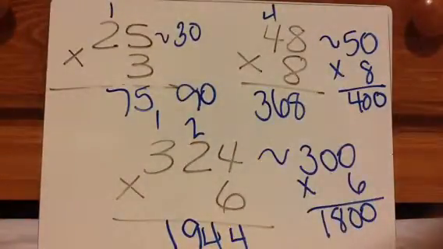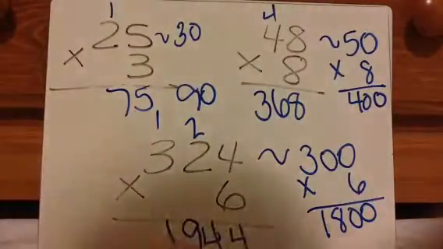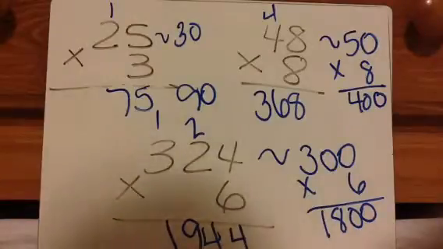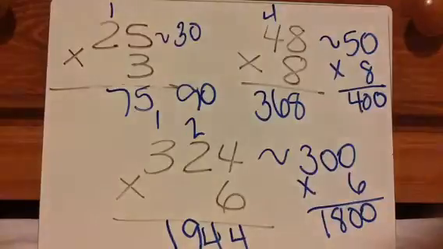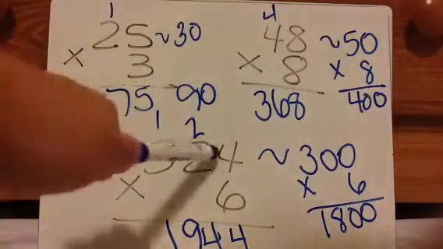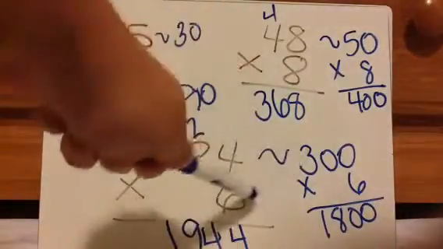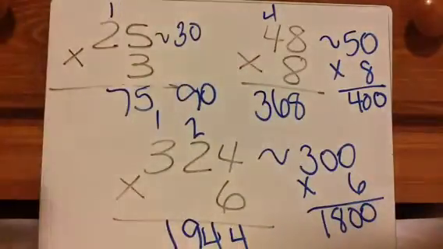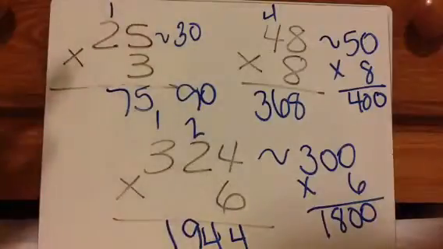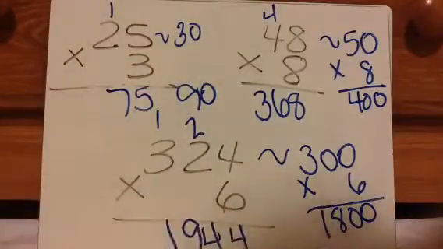So 1944, that's close to 1800, even though it's 144 off, but obviously the larger the numbers you're multiplying, the bigger the difference. I didn't take off 24 when I rounded. So 6 times 24, that's a significant amount. And that actually equals 144, so that explains the difference.